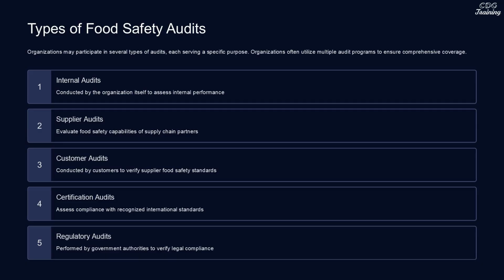Organizations may participate in several types of audits, each serving a specific purpose. Organizations often utilize multiple audit programs to ensure comprehensive coverage. Types include internal audits, supplier audits, customer audits, certification audits, and regulatory audits.